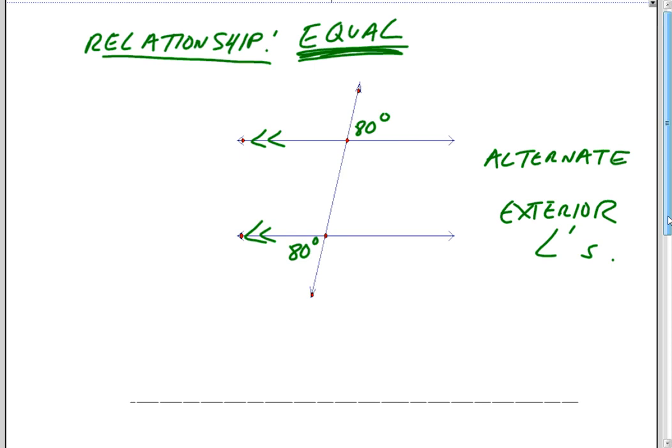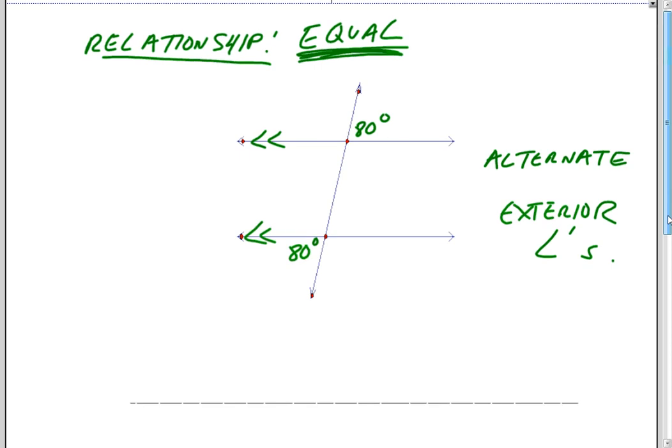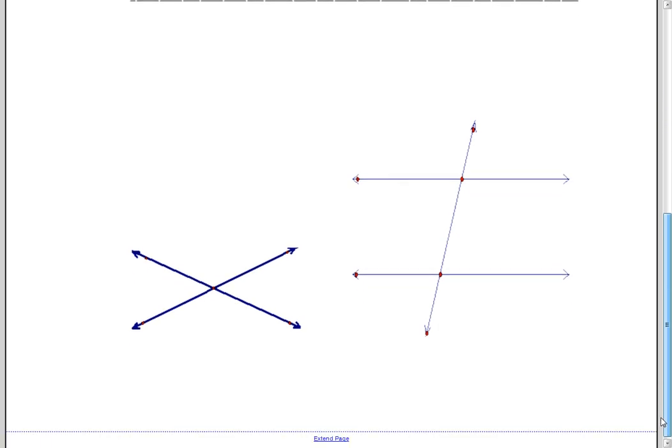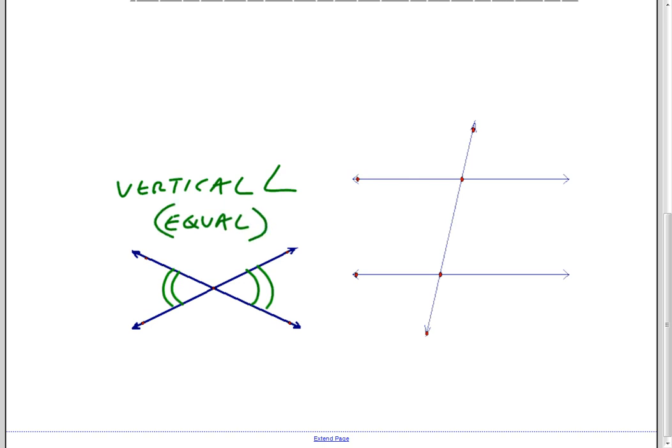When you are looking at complicated parallel line situations, don't forget what you've learned already. If I have angles that are equal in that position, what do we call that? What kind of angle pair? Vertical. Don't forget about your vertical angle pairs, which are also equal. When I look at a diagram, I immediately look for vertical angles to start off with.